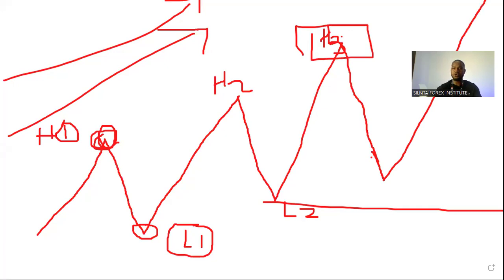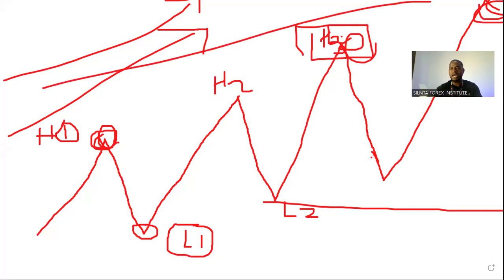Then from there, it will go and make a new high. And this new high should always be higher than the previous high that was created. So that is what is referred to as an uptrend.